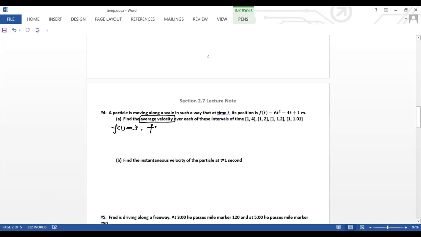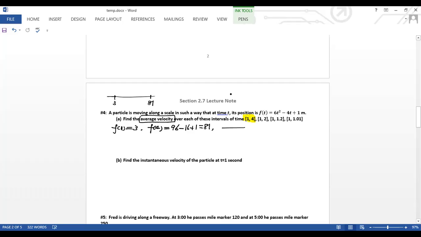Now the same way, when t is equal to 4, I'm working on this interval, so you plug 4 in there and you get 96 minus 16 plus 1. This will give you 81. So for the average rate of change, after 1 second you are at position 3, which is 3 meters from the origin. Then after 4 seconds, you are at position 81.